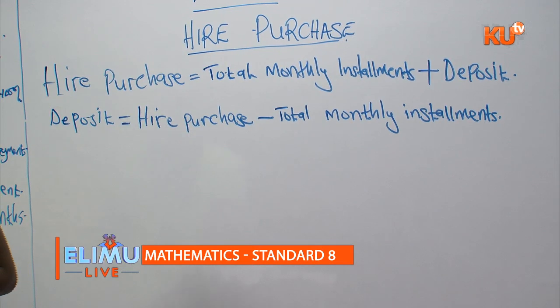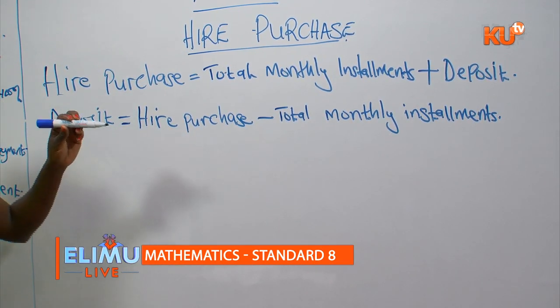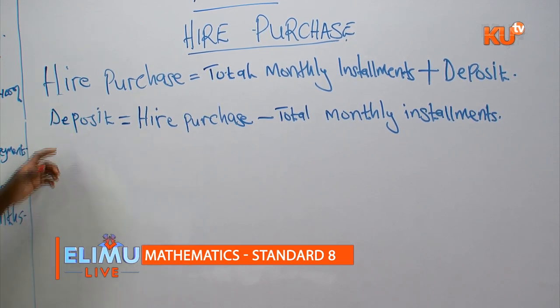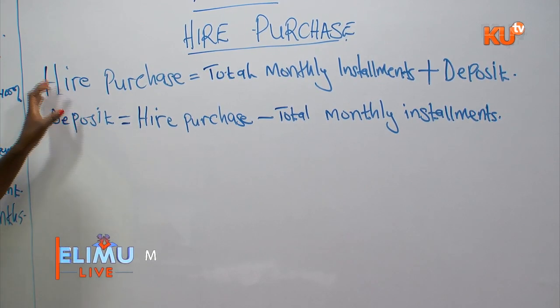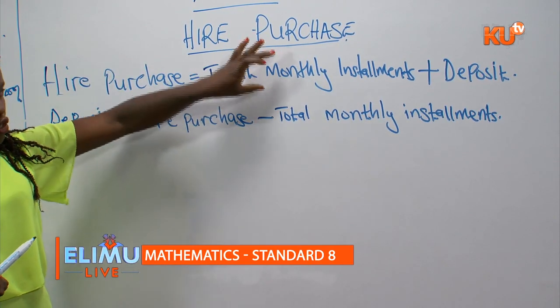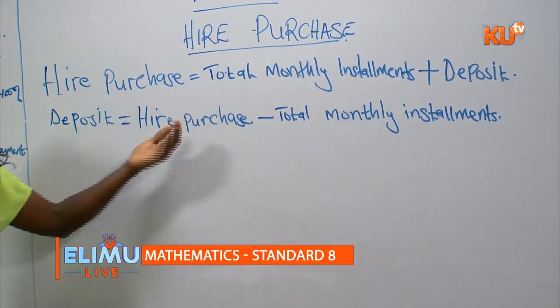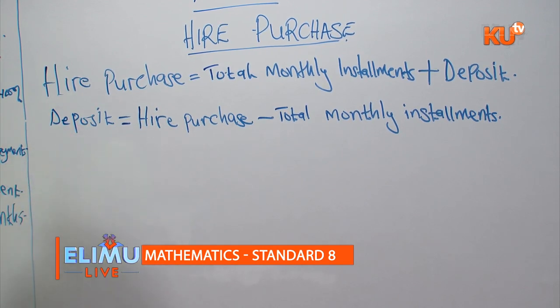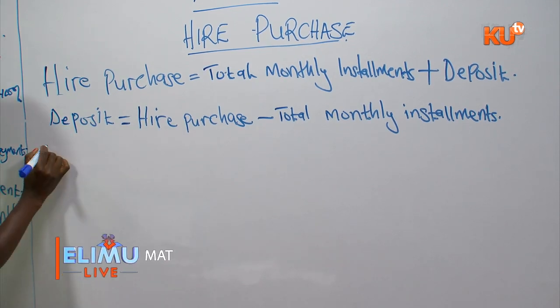So when we were getting the hire purchase, we took the deposit and then we added the total monthly installments. That means when we are getting the deposit, because we had gotten the hire purchase from adding up the total monthly installments and the deposit, you just subtract now to get the deposit. And then we can calculate the total monthly installment.